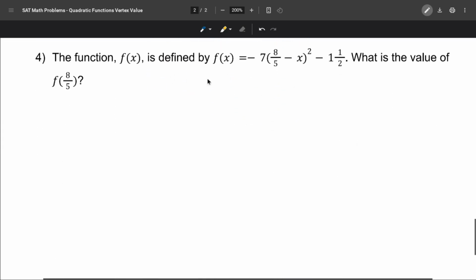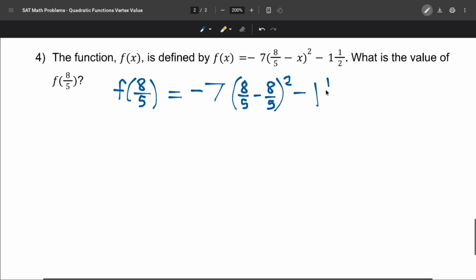All right, the function f of x is defined by f of x equals -7 times the quantity (8/5 minus x) squared, minus 1 1/2. What is the value of f of 8/5? Okay, so f of 8/5 equals -7 times (8/5 minus 8/5) squared minus 1 1/2.